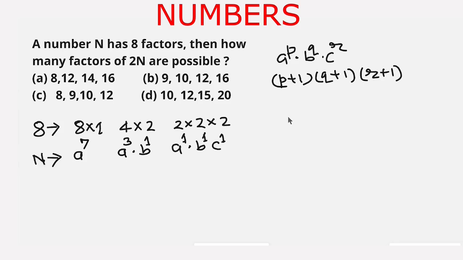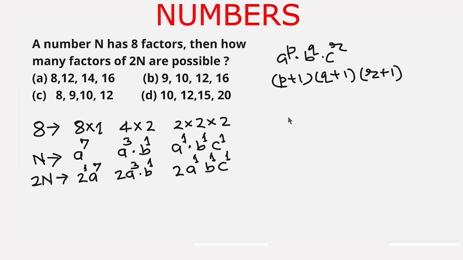Now if it is 2n, then this will become 2 to the power 1 into a to the power 7, or 2 into a to the power 3 into b to the power 1, or 2 into a to the power 1, b to the power 1 and c to the power 1.